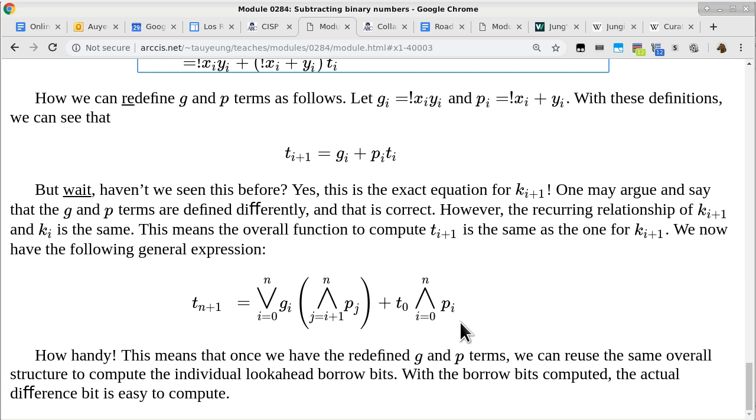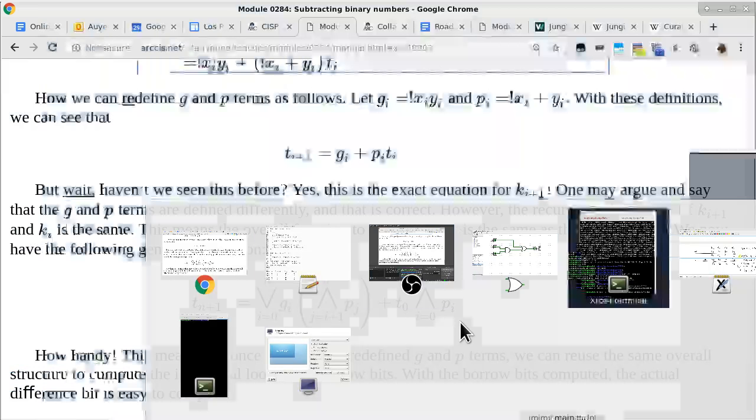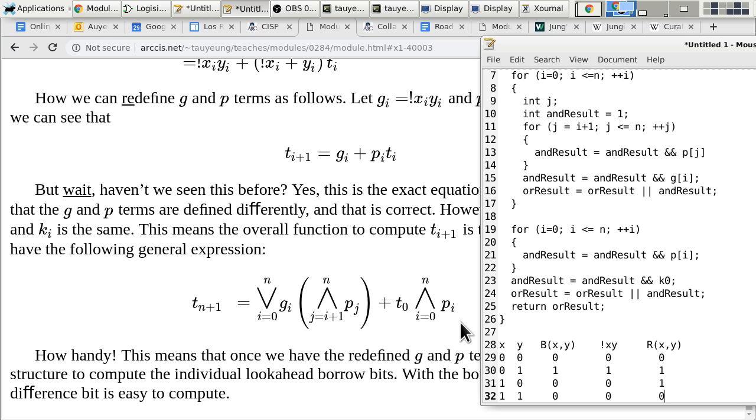Yeah, so this is again repeated. These two, x and y, are independent variables, so we automatically generate these two columns. This column is what we want, because we know the meaning of subtraction.